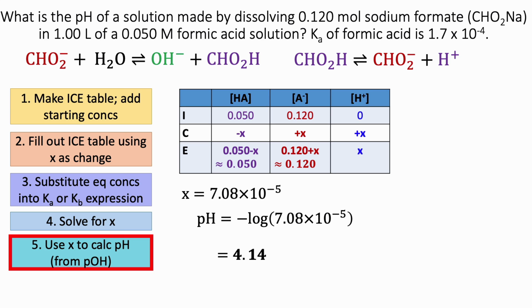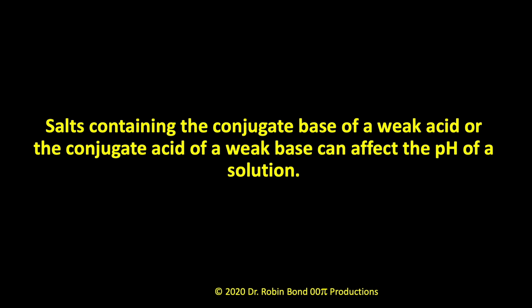So the pH of the solution is 4.14, which is acidic, and so this is very different from when we were just looking at the formate solution, which was basic. So we have looked at how salts containing the conjugate base of a weak acid or the conjugate acid of a weak base can change the pH of a solution. And what we're going to do next is look at what that means for what we call buffer solutions.